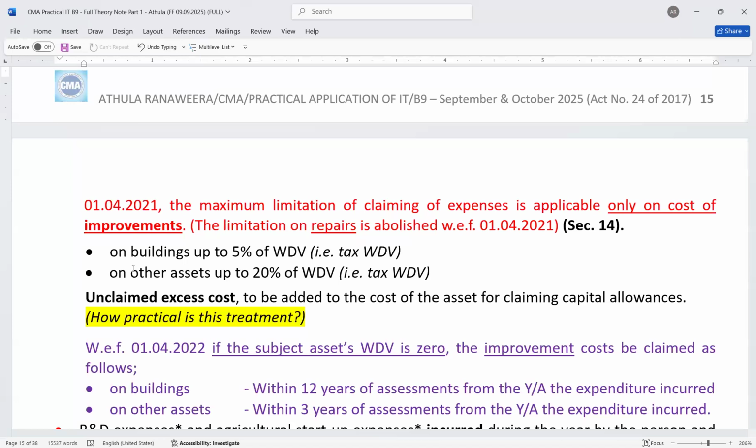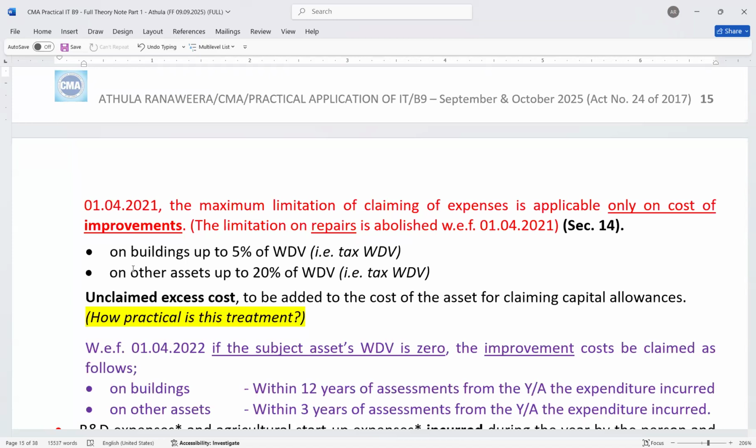Now, when we do this type of improvements, suppose the tax written down value of the building is 10 million. We incurred 1 million this year to cover the walls with cladding. Now we have to calculate 5% of the tax depreciation value of 10 million. 5% of the tax written down value of 10 million is only 5 lakhs. Therefore, in the current year, we can claim only 5 lakhs.